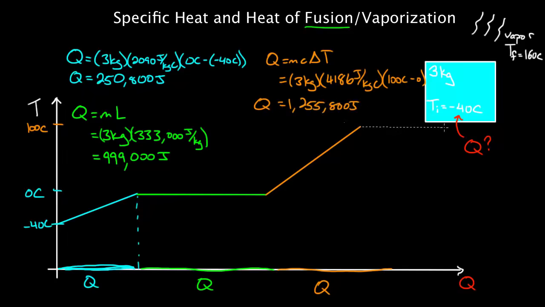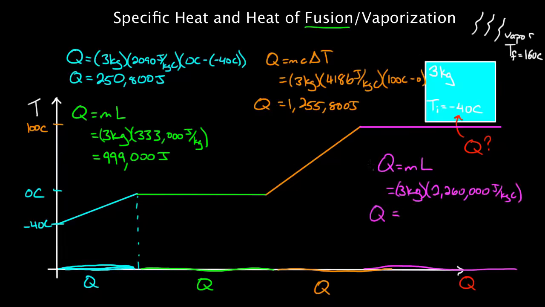How much heat is that going to take? That's a phase change, so we've got to use ml. The mass is 3 kilograms. The latent heat of vaporization is 2,260,000, which means we need 6,780,000 joules in order to turn this water into vapor.